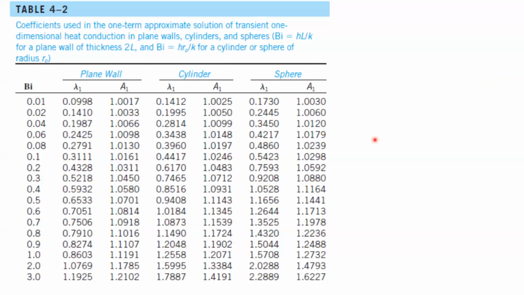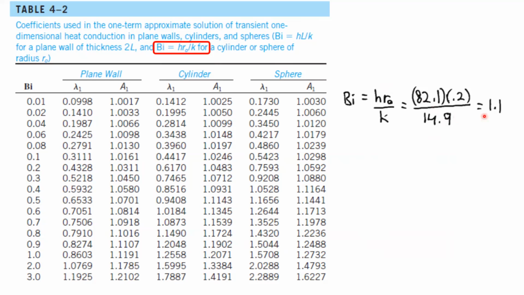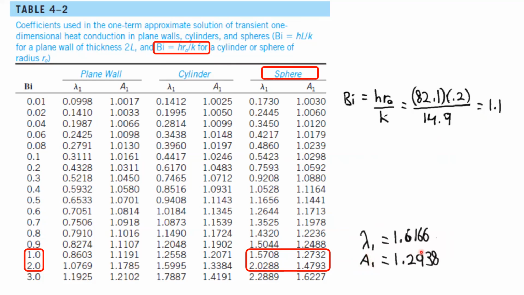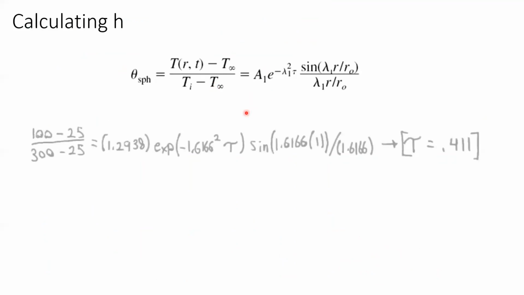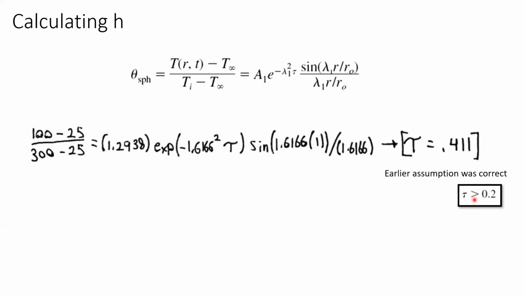So looking over to our table to get lambda1 and A1, we're going to recalculate our Biot number. Doing that over here, we get 1.1. And so, looking at our table again, we can see that it falls between this range of values. And so interpolating between these two values, we get a lambda1 of this and an A1 of this. And so now we can just plug everything back into this equation. Plugging in all the values we just found, we get tau equal to 0.411. And so this validates our earlier assumption that tau is greater than 0.2. So we're okay with that.